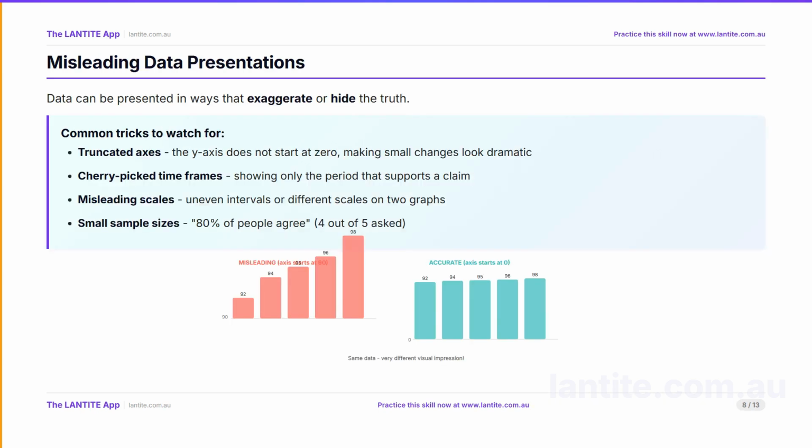Data can be manipulated to tell whatever story someone wants. Watch for truncated axes. When the y-axis does not start at 0, a small change can look enormous. Cherry-picked timeframes show only the data that supports a claim. Misleading scales use uneven intervals. And small sample sizes can produce dramatic-sounding percentages. 80% sounds impressive until you find out it was 4 out of 5 people. On the LANTITE, you may be asked to explain why a particular graph or statistic is misleading.